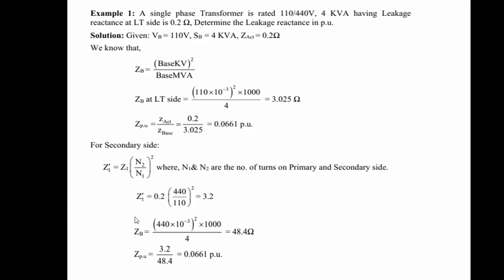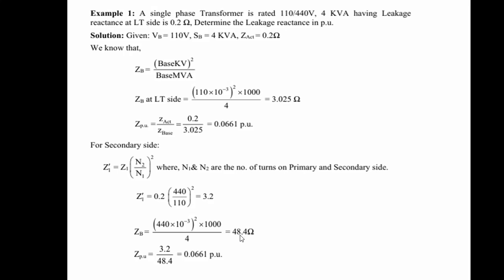Now we can get the new actual impedance on the secondary side. Already we have determined the base impedance for the primary side. In a similar way, we have to determine the base impedance for the secondary side based on the secondary side voltage. So ZB is equal to (440 into 10 power minus 3) the whole square into 1000 divided by 4. If you simplify this value, the base impedance becomes 48.4 ohm. Now the actual value on the secondary side is 3.2 and the base impedance is 48.4.